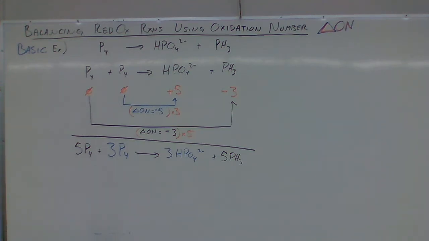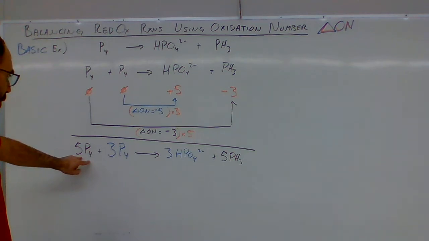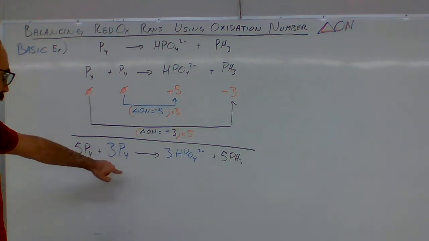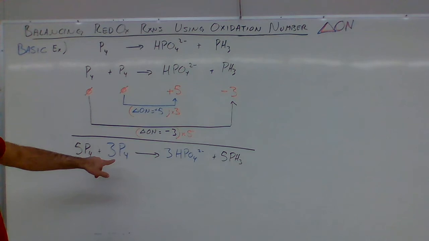We want to pay attention to our numbers here, and so other atoms, right? We deal with those first. I've got 5 times 4 and 3 times 4, so I have 8 times 4. I've got 32 phosphorus on this side.